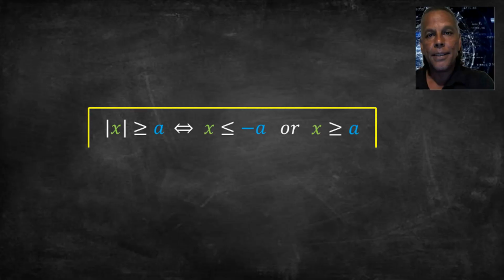Then similarly, the mod of x greater than or equal to a implies both ways that x is less than or equal to negative a, or x is greater than or equal to a.